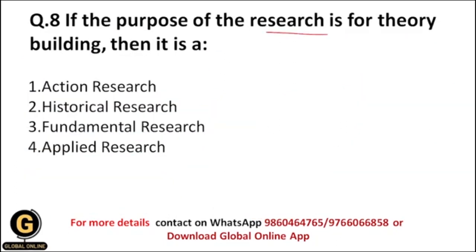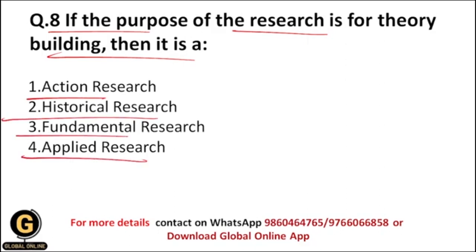If the purpose of the research is theory building, then it is a... So if any kind of research has the purpose to develop a theory, then obviously what is that research? Whether it is action research, historical research, fundamental research, or applied research, obviously students, the correct answer is fundamental research. As I have told you in this video, within fundamental research we formalize the theory. Basically our main aim is theory building, and this is the ultimate purpose of fundamental research. Okay, that's why here the correct answer is 3.